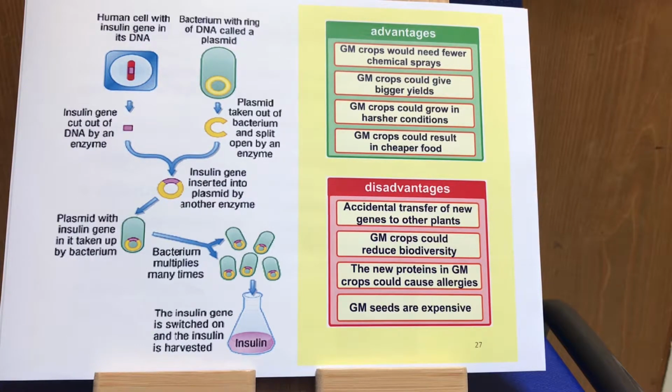Advantages of genetic modification: we have fewer chemical sprays needed, bigger yields, which I said already, they can grow in harsher conditions, and overall food will be cheaper.